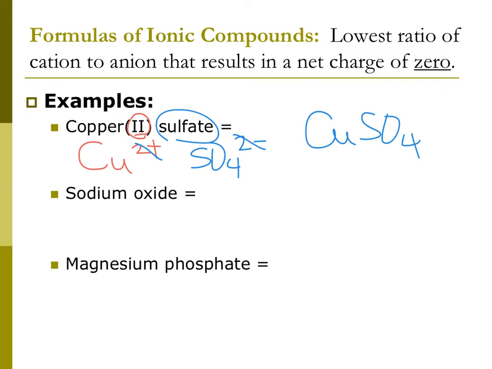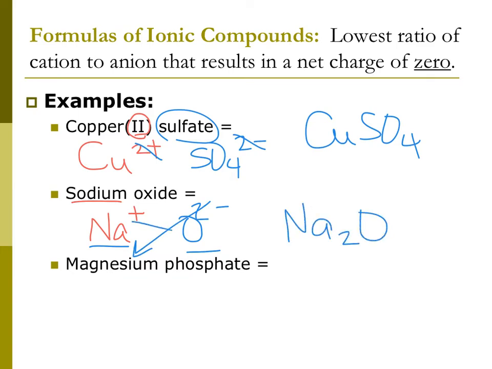Now let's look at sodium oxide. Sodium is in the first column of the periodic table, so it would have a plus 1 charge. Oxygen, on the other hand, is in the 6th column of the periodic table, meaning it needs 2 more electrons, and so it would have a minus 2 charge. That does not cancel out evenly. So we would need 2 of the sodiums in order to cancel with the oxygen. There's also the crisscross trick. So we could write this as Na2O1, which we wouldn't write. So it's Na2O for sodium oxide.